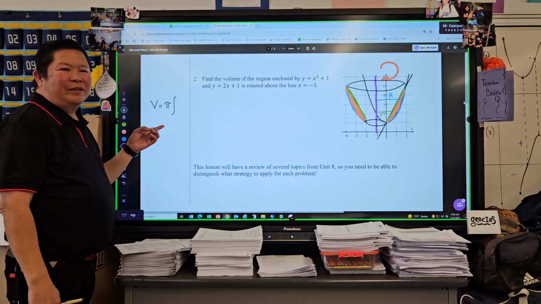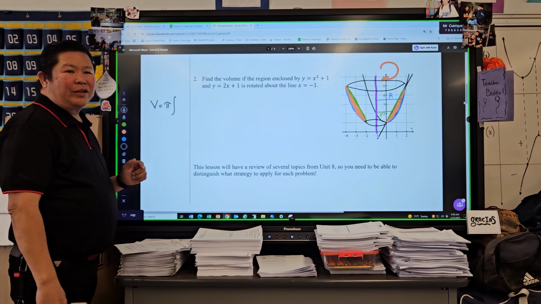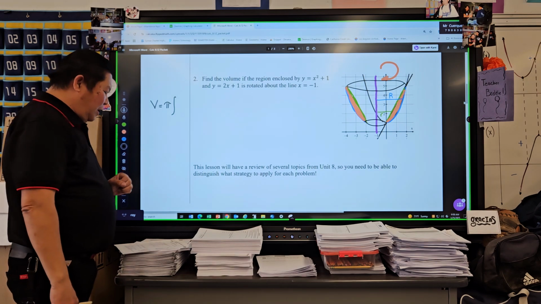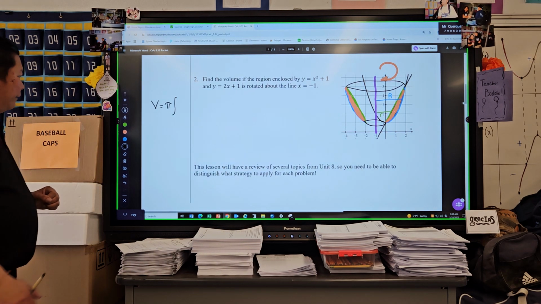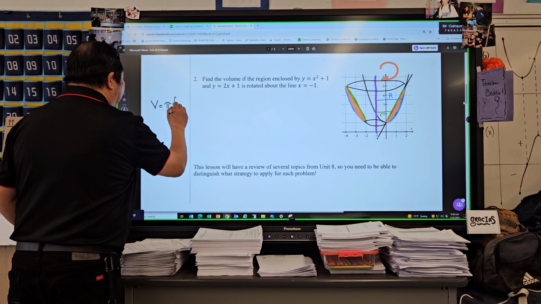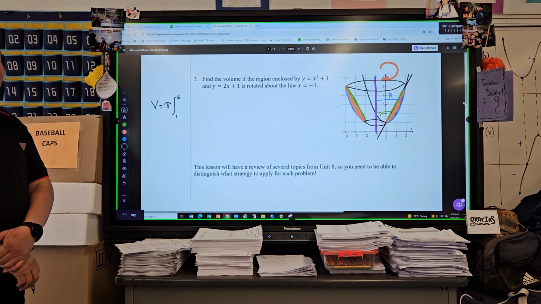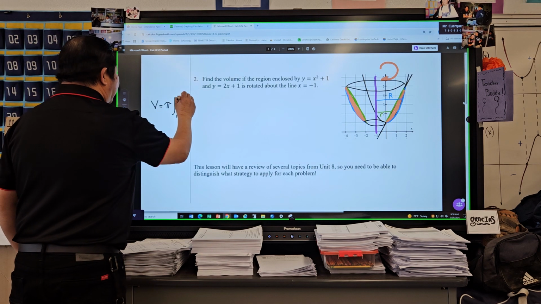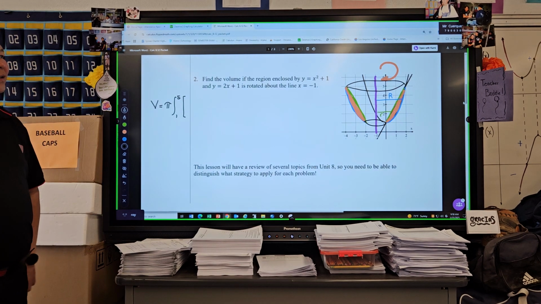So what's the limit now? I got it. Along the y-axis, so the limit is from 1 to 5. Okay, from 1 to 5. Okay, I'll start right here. I got it.